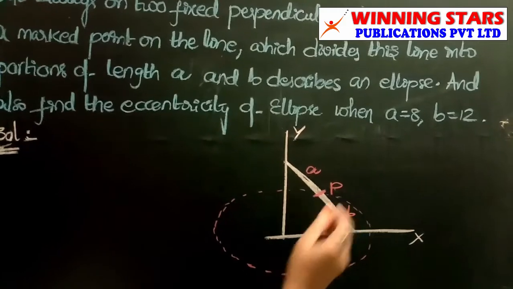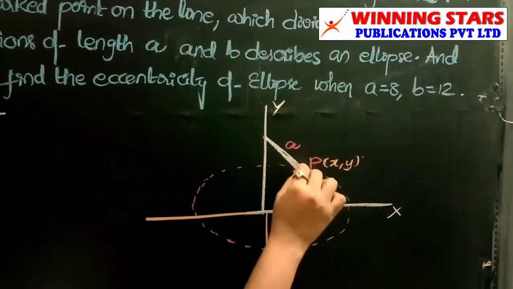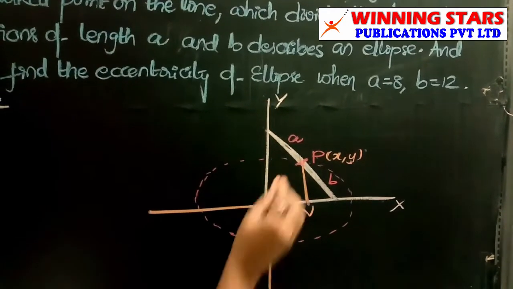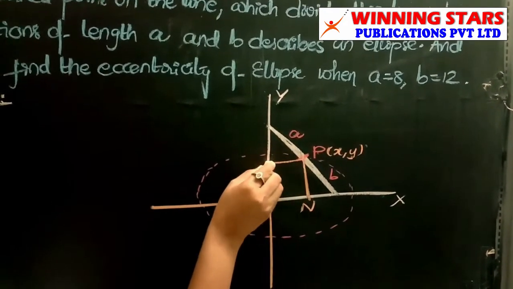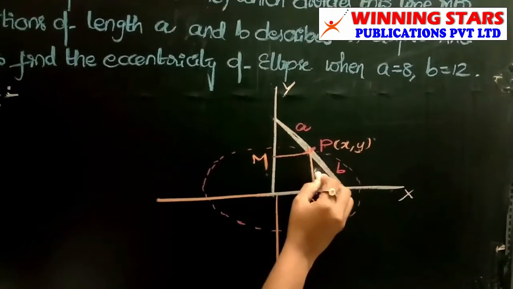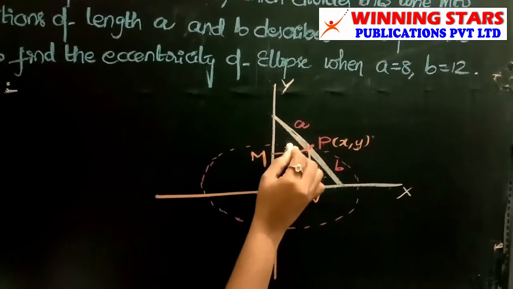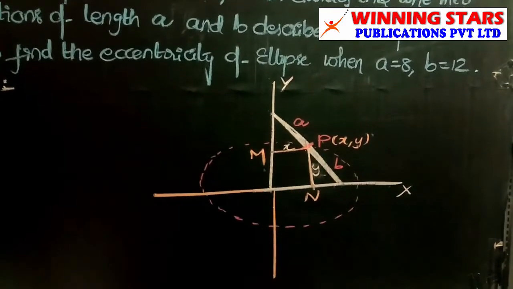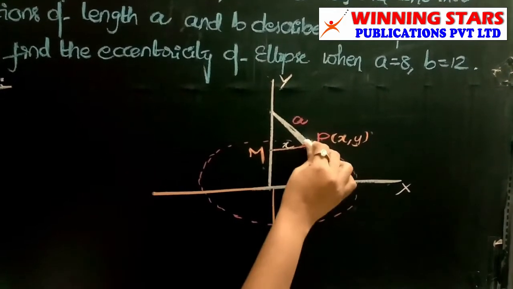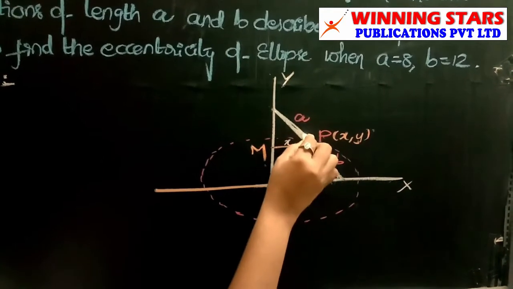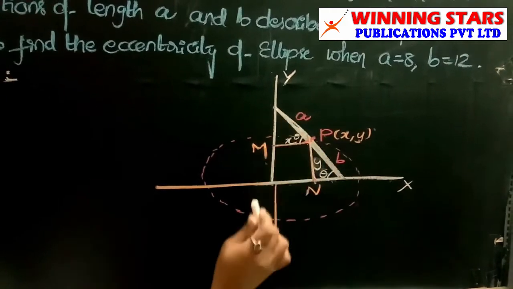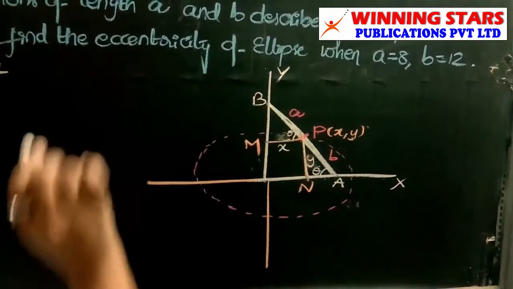For that, first we take the coordinates of P as x comma y, and we draw one perpendicular from P to the x axis, which is PN, and another perpendicular from P to the y axis, which is PM. So clearly from the diagram, PN is equal to y and PM is equal to x. The angle between the line and the x-axis is equal to theta. Then the angle at this place is also equal to theta, since these two triangles are similar. This is a and this is b.